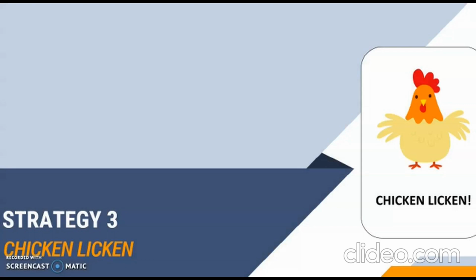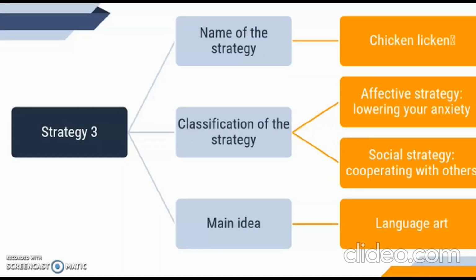The third strategy is named Chicken Licken. This is how we developed this strategy. It is based on two strategies that we have selected. Number one is the affective strategy, in which we are trying to focus on lowering the anxiety in learning. And the second one is the social strategy. We would like to promote cooperation in this strategy. And the main idea here is language art.